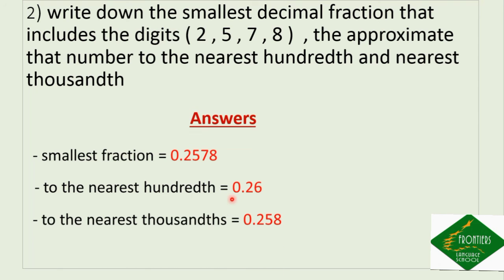To the nearest thousandth, it will be 0.258. We underline 8 and circle 7. 8 is rich, so it will give 1 to 7, so the answer will be 0.258.